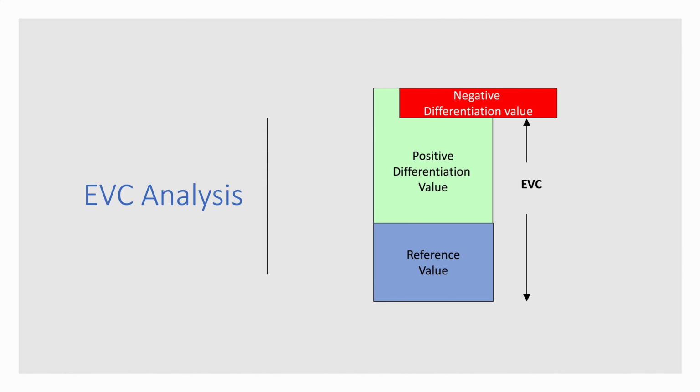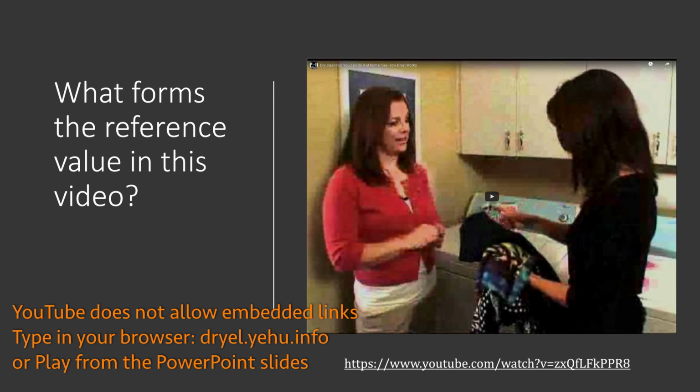Within this paradigm, the first thing we want to find out is the reference value. And to calculate the reference value, we need to know what is the reference product or the perceived substitute. Let me show you a short video clip. Please click on the link provided to watch the video and come back.